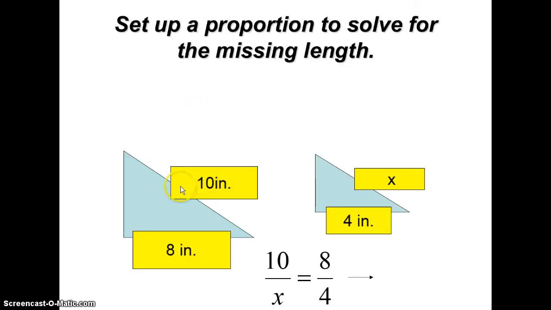Actually, it looks like this time we compared the hypotenuse in the larger triangle to the hypotenuse in the smaller triangle, the longer leg in the larger triangle to the longer leg in the smaller triangle. And we will find our cross products.